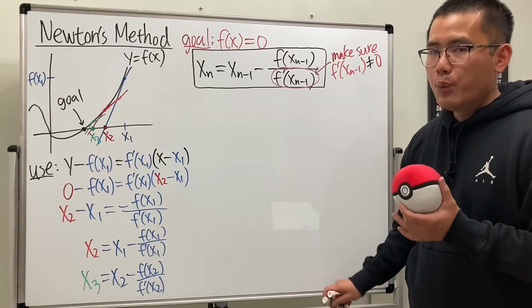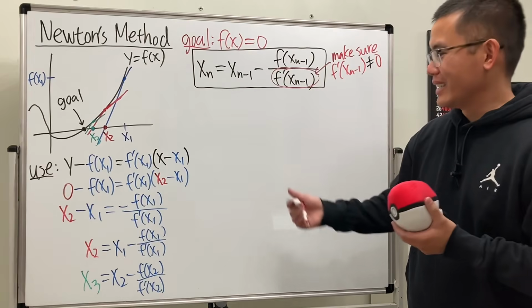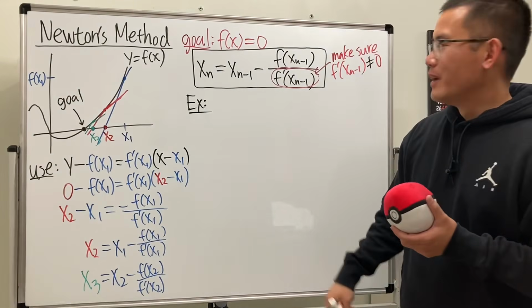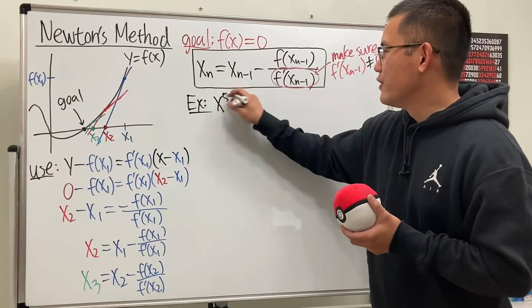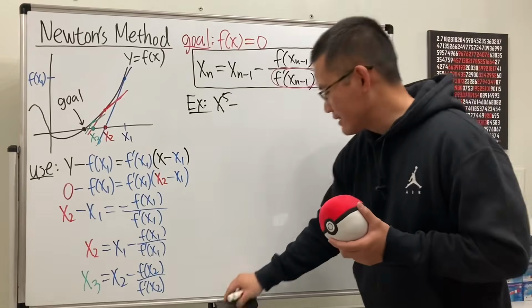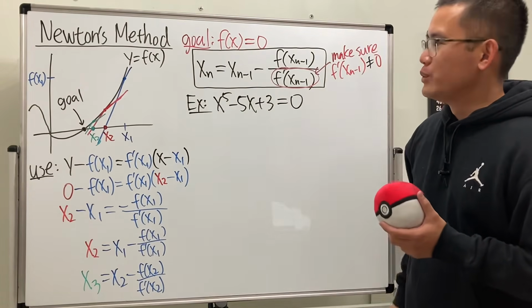Because right now, I would like to show you guys how we can solve that question that I gave you earlier. We want to solve the equation x to the 5th power minus 5x, and remember, minus 5x, plus 3 is equal to 0.